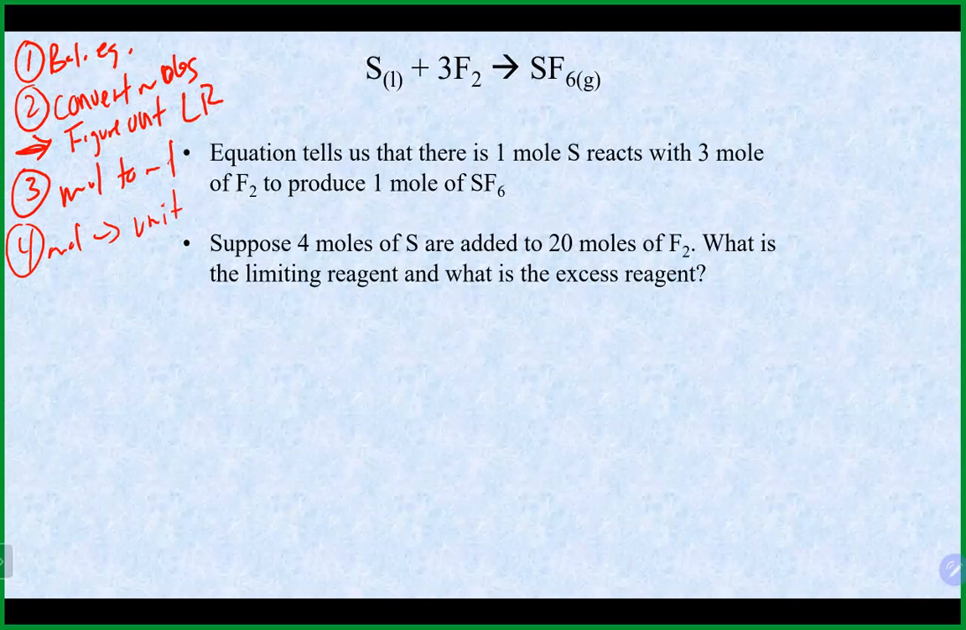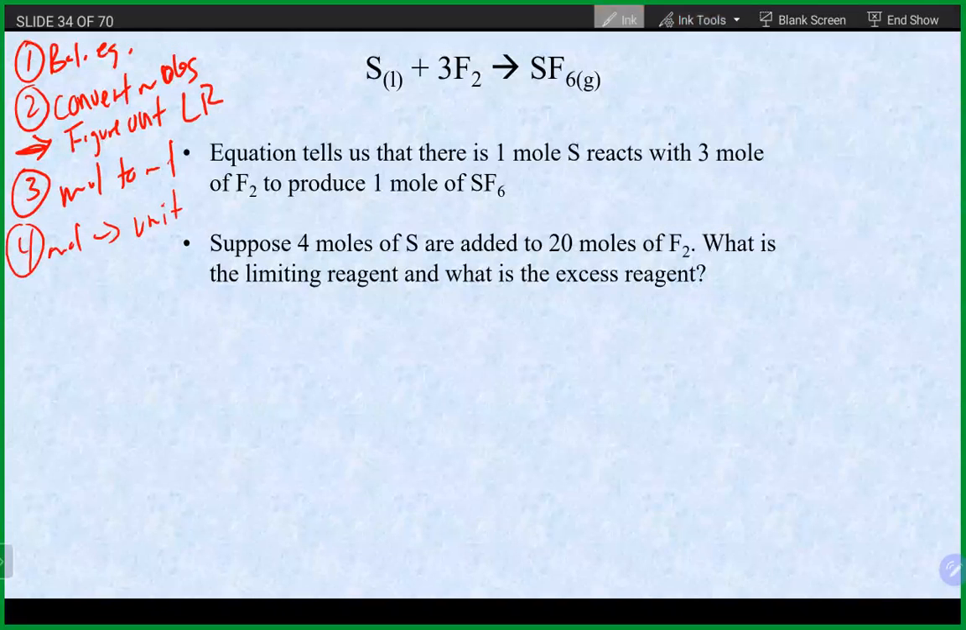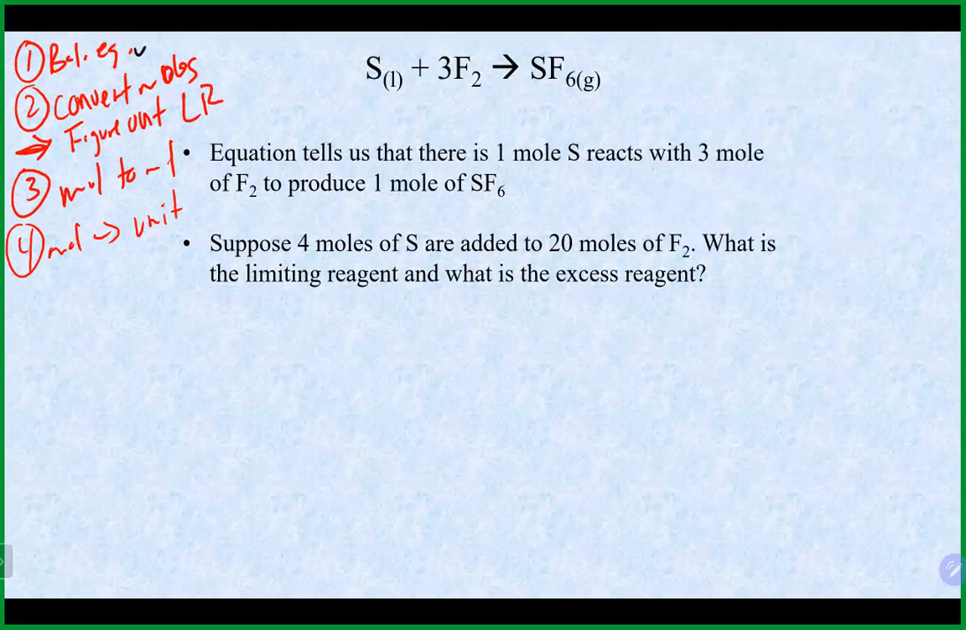So one approach is kind of right there after sort of our normal second step. We figure out which one's the limiting reagent by basically doing a calculation. So let's talk about this. We'll use this one as an example. So if we followed our steps here, we have a balanced equation, which is here. We want to convert to moles, which was already done for us. So we have 4 moles of sulfur. We have 20 moles of F2. So that was already done.